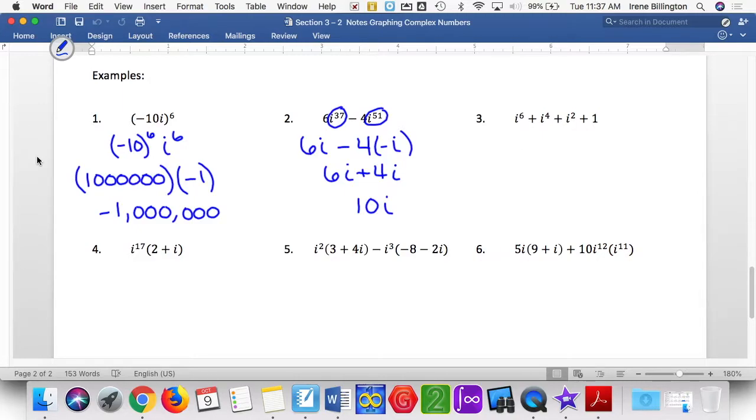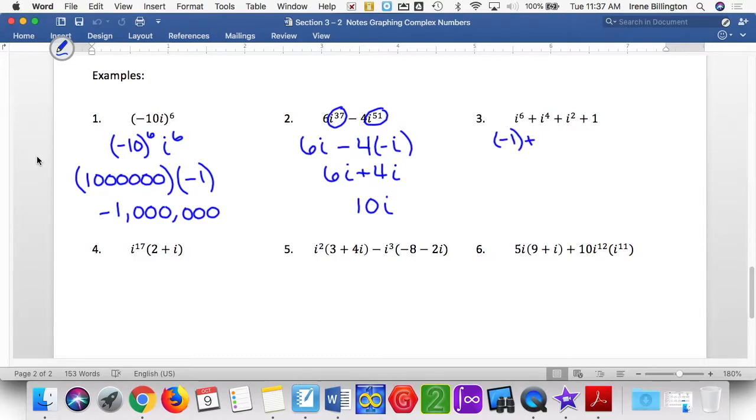Okay, example 3. First off, we already established that i to the 6th was equal to -1 from example 1. So we're going to simplify i to the 6th, i to the 4th, and i to the 2nd, and then we'll look at what we have. So I just said i to the 6th is -1.